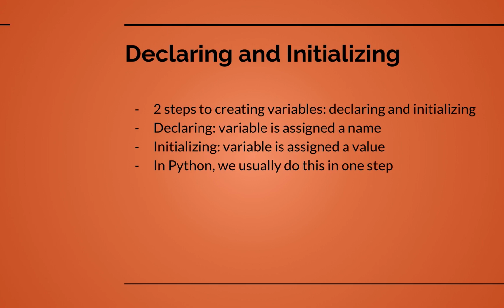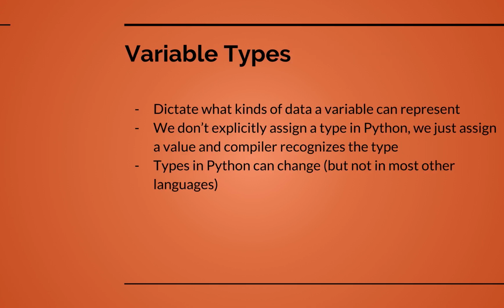The next step is initializing. This is where we take a variable we've declared previously, and then we assign it a value. This we do by writing the name of the variable, equals, and then whatever value we want to assign. Now, generally speaking, in Python, we do this in one step. We don't often declare a variable, then initialize it later on. But there are always exceptions. There will be times when that is appropriate.